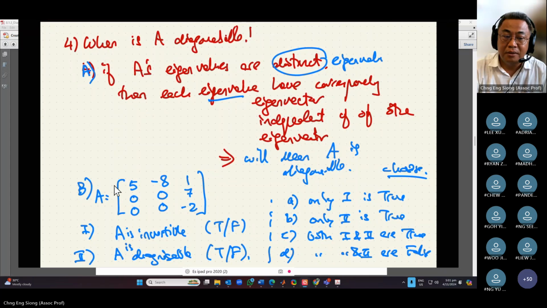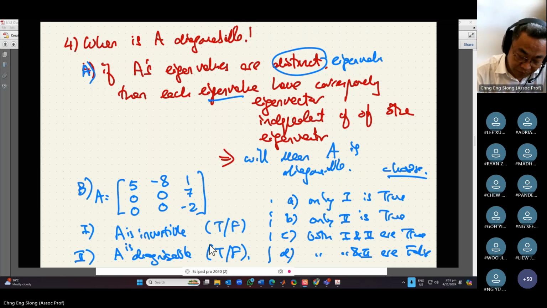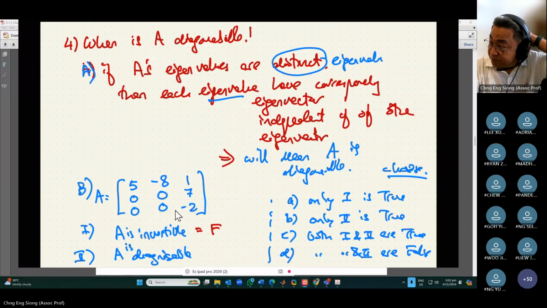So let's try. I give you a matrix like this, and I say A is invertible, A is diagonalizable. Then I ask you to determine the status of this, right? So let's determine whether A is invertible or not. Is A invertible, guys? Can we do it together? False. Very good. Why false, guys? Because there are only 2 pivots.